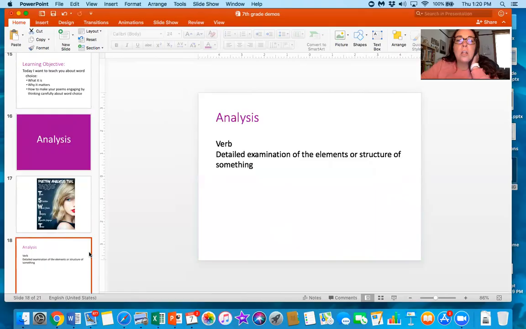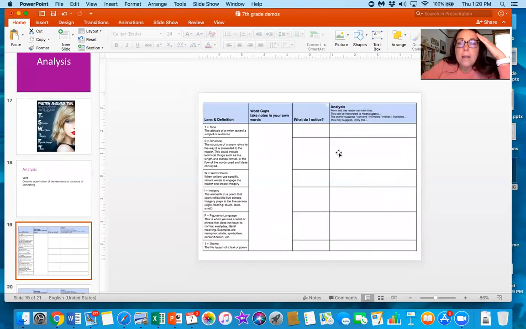Analysis is when you look very detailed at certain elements of a poem, or you could do analysis on data. It means to look very carefully at something. You look at the structure of something and you figure out and interpret why you think something is so. And then here's the chart that we've been working on, and we've revised it. This is something new that the 7th grade teachers worked on this year, but we made this column for word gaps. The first time you read the poem, you want to write in all of the words you don't know and put their meanings.